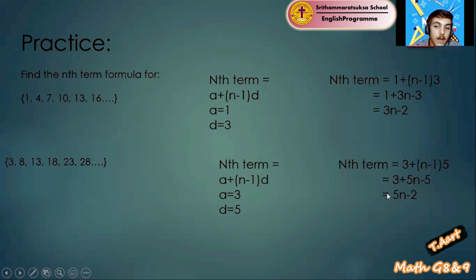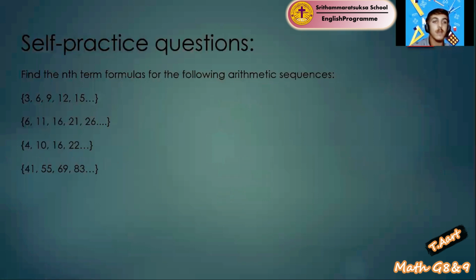And let's test that. Here it would be 5 times 1 minus 2. 5 times 1 is 5, minus 2 is 3. 5 times 2 is 10, minus 2 is 8. 5 times 3 is 15, minus 2 is 13. So that's correct.